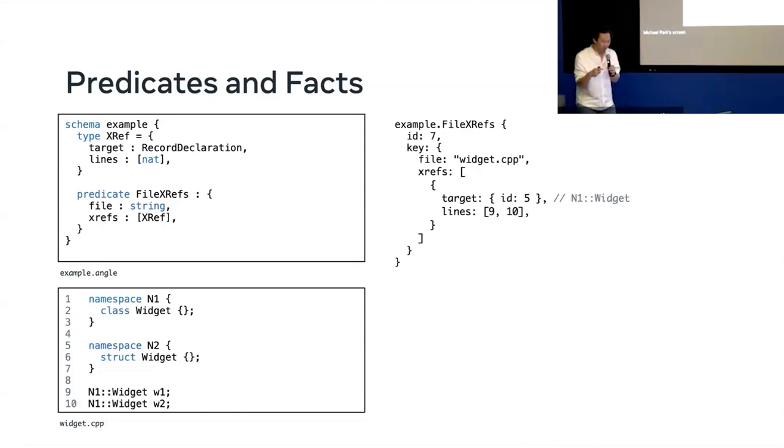So this is the data that we're going to store. In file xrefs for file widget.cpp, we're going to have xrefs where the target is n1 widget, and the lines will be 9 and 10, right? Those are the variable declarations that refer to n1 widget. We're going to have two references, but it's grouped into this single xref to the n1 widget target.